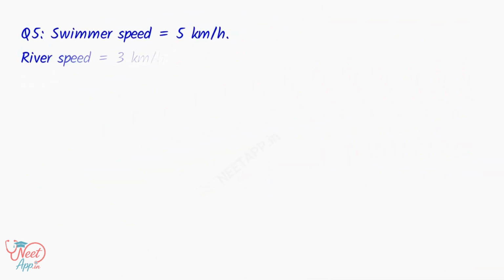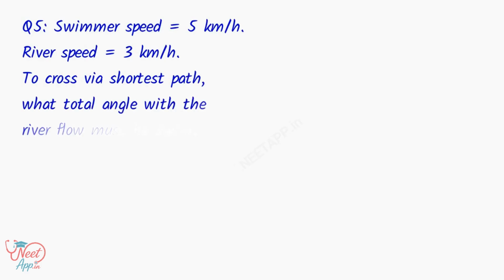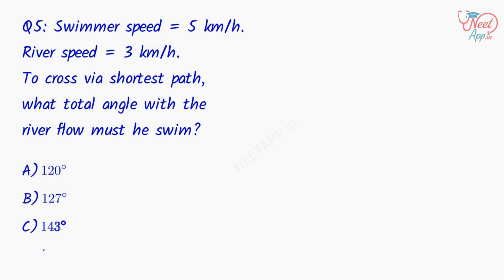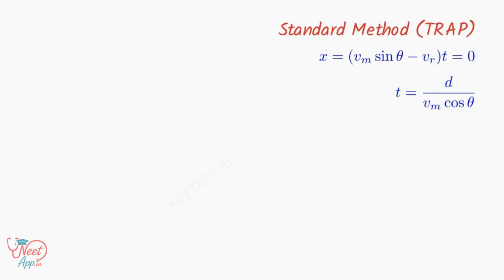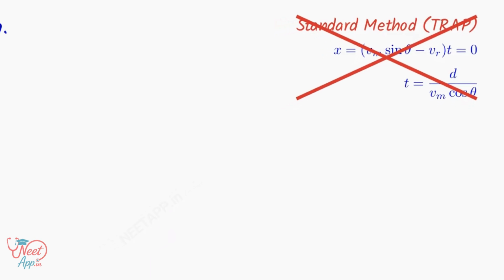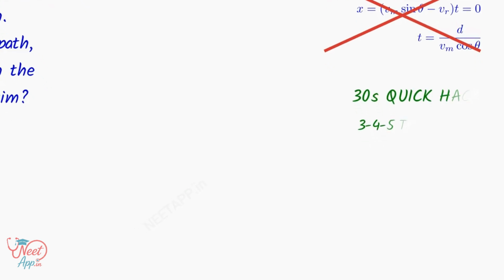Let's solve this complex question in 30 seconds. A swimmer can swim at 5 km per hour in still water. He wants to cross a river flowing at 3 km per hour via the shortest path. At what total angle with the river flow should he swim? The standard textbook method is a time trap. You are taught to draw complex vector triangles, write out the drift formula, set it to 0, apply the sine rule, calculate the angle with the vertical, and finally add 90 degrees. That easily eats up 3 minutes.